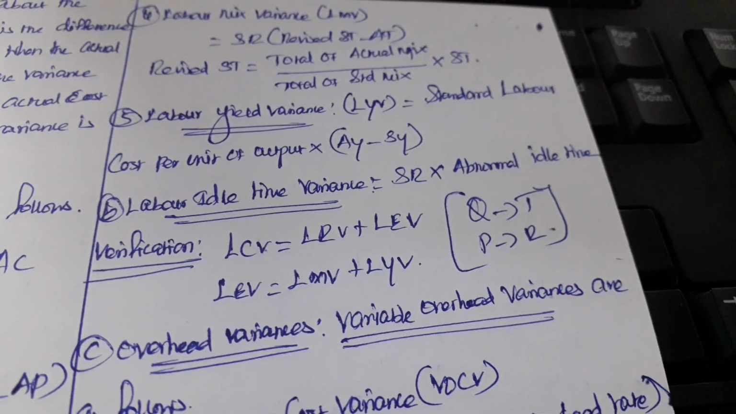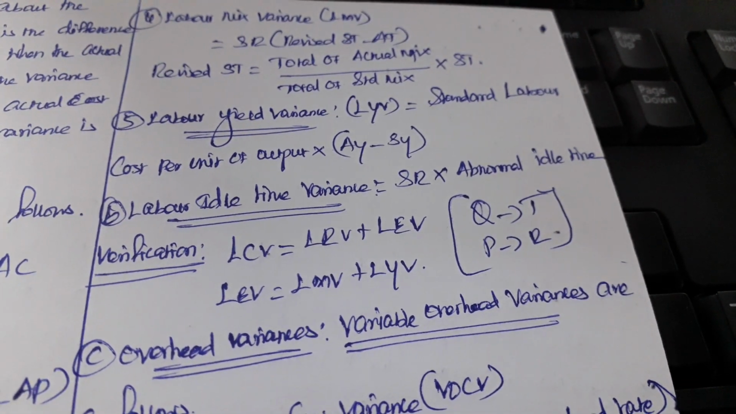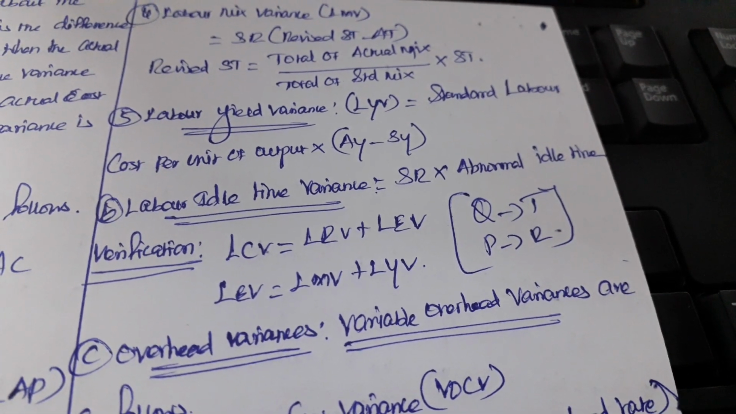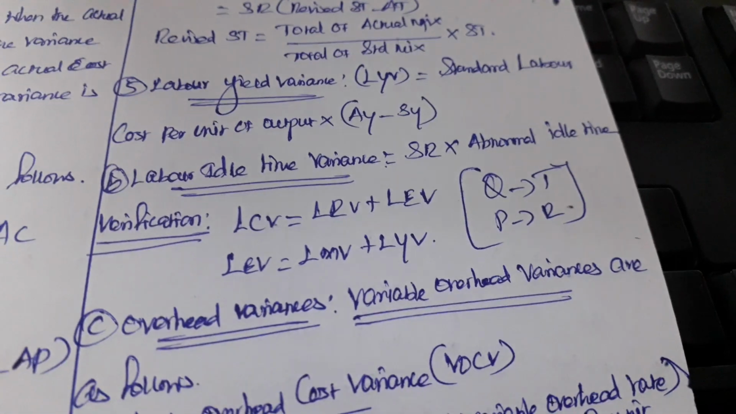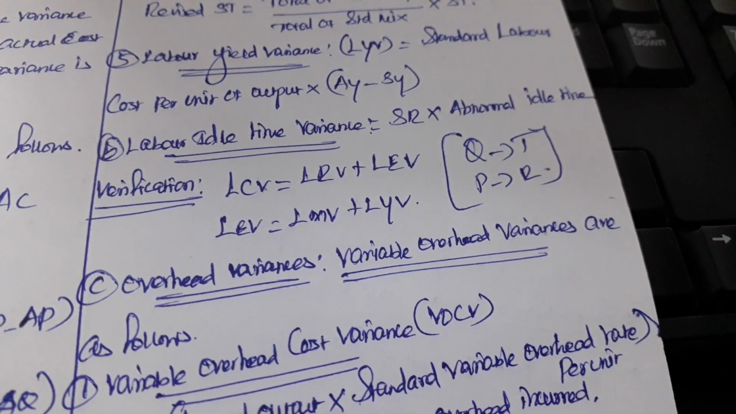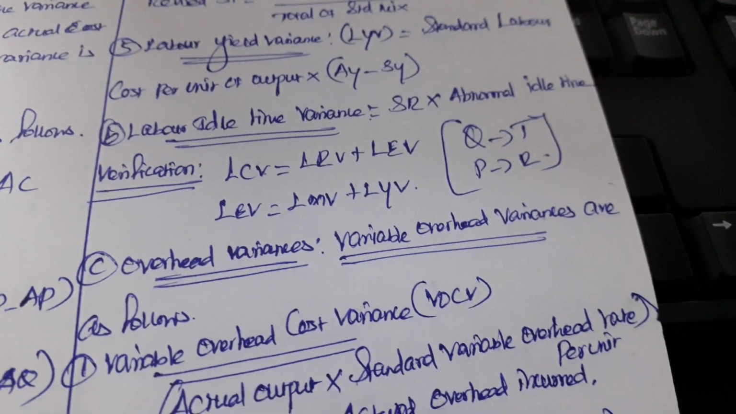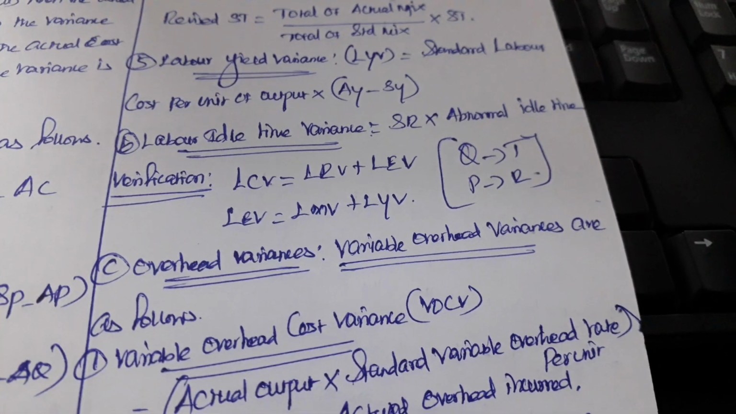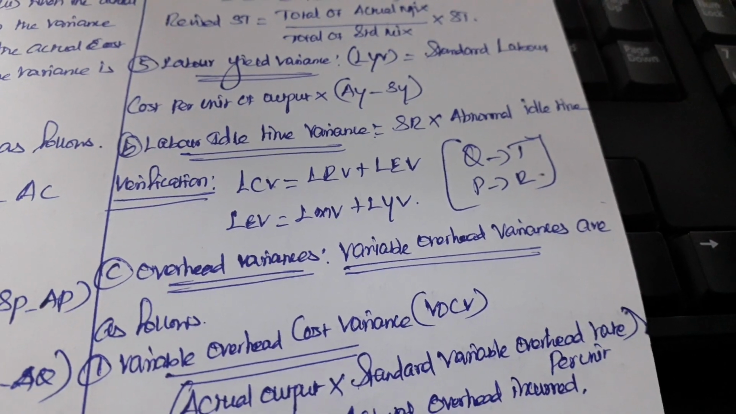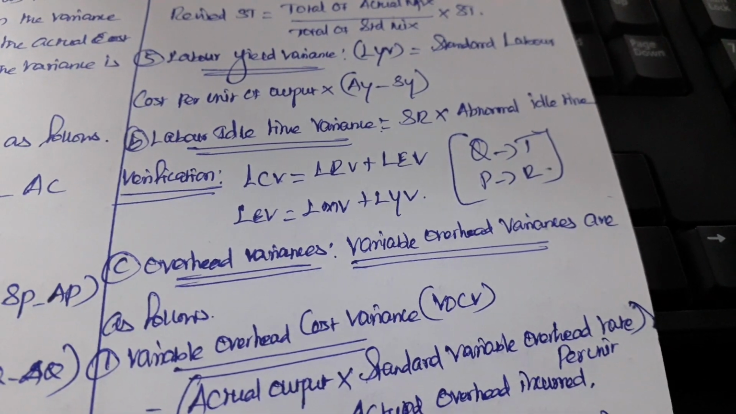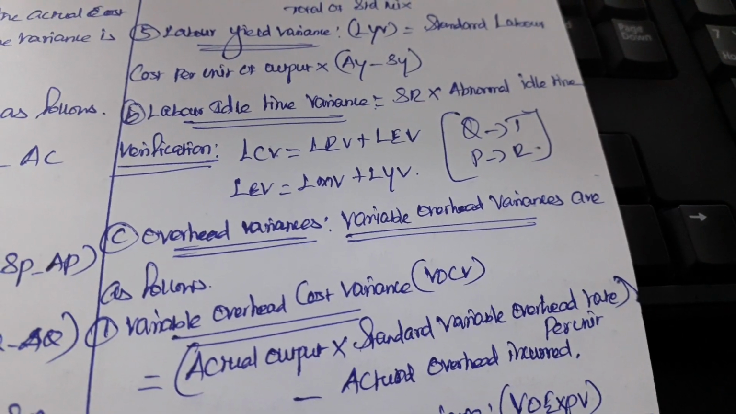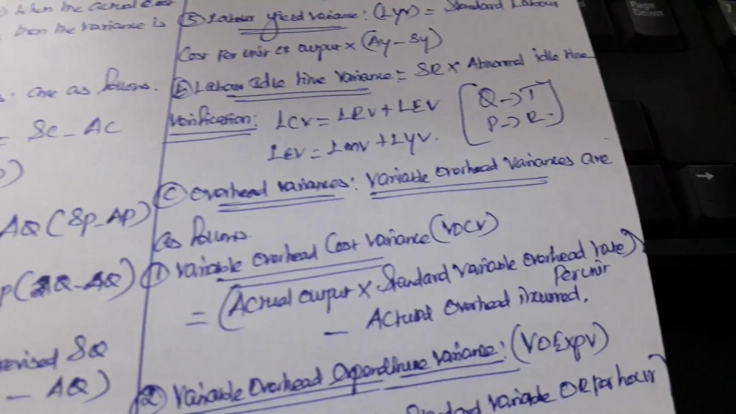For finding the idle time variance, we have to use this formula: standard rate into abnormal idle time. The verification equations are as follows. Labor cost variance equals labor rate variance plus labor efficiency variance. Labor efficiency variance equals labor mix variance plus labor yield variance.